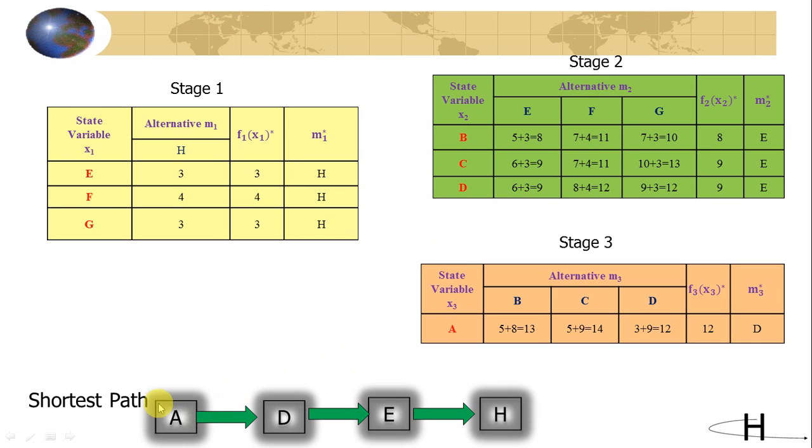So when this path is followed by the salesman, this path will be the shortest path with respect to distance or time. If this path is followed, that is A to D, D to E, E to H, the shortest time will be obtained, and that time is 12 units. So A to D, D to E and E to H. If he follows this path, it will be the shortest path with time 12 units. Thank you.